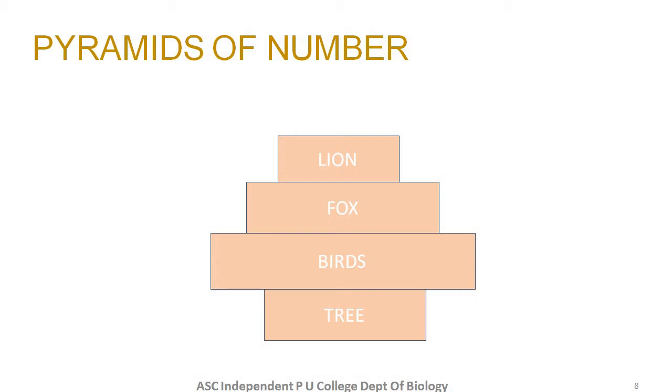These birds are eaten up by fox, whose number is comparatively less when compared to the birds. Foxes are eaten up by lions, whose number is comparatively lesser when compared to foxes. So this gives rise to a unique type of pyramid called the spindle-shaped pyramid.